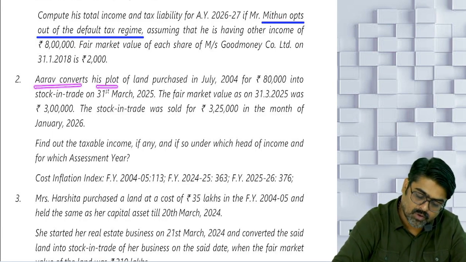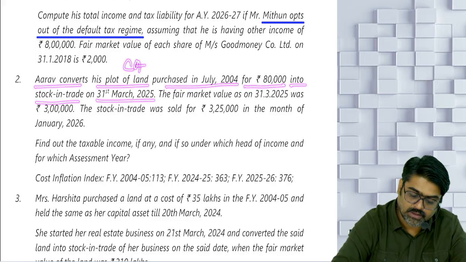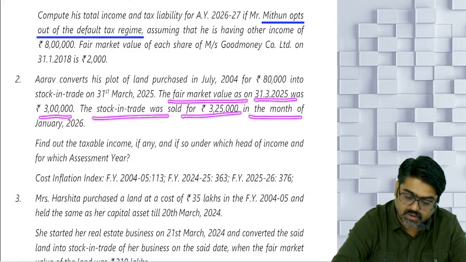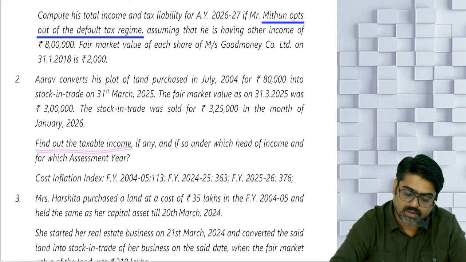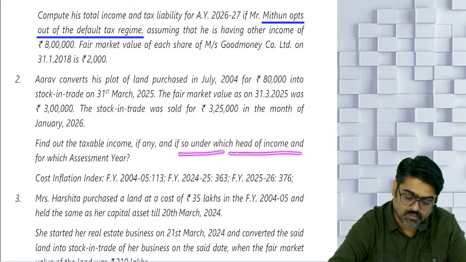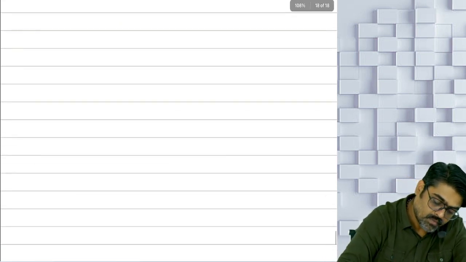Arav converts his plot of land, which was a capital asset, purchased in July 2004 for 80,000, into stock in trade on 31st March 2025. The fair market value as on 31st March 25 was 3 lakh. The stock in trade was sold for 3 lakh 25 in the month of January 26. Find out the taxable income, if any, and if so, under which head of income and for which assessment year. Very easy question.